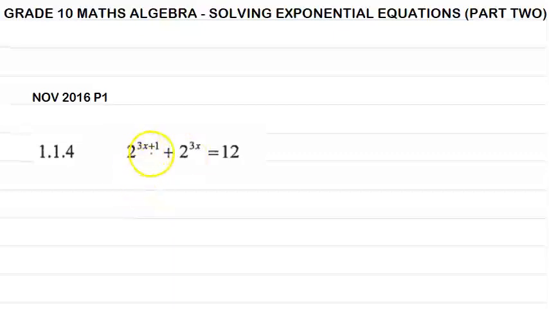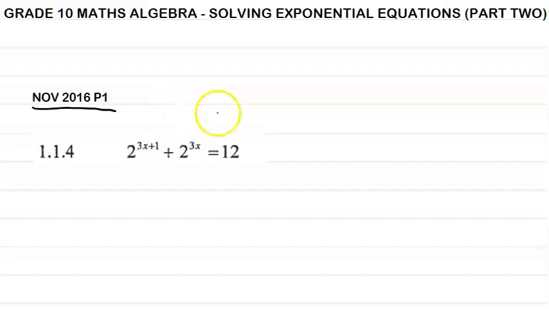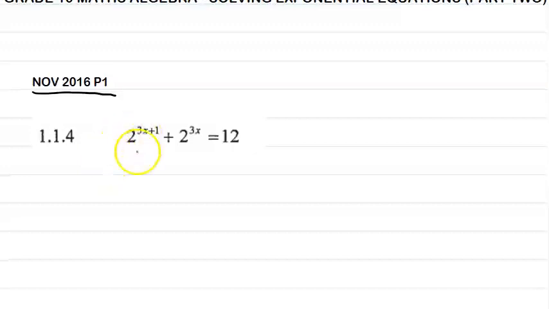So we got 2 to the 3x plus 1 plus 2 to the 3x equals to 12. This came out in a November 2016 paper 1. It's actually a grade 11 question. But nowadays, the grade 10s are also doing these types of questions all the time. Okay, so if you have to now look at how do we do this particular question, right?